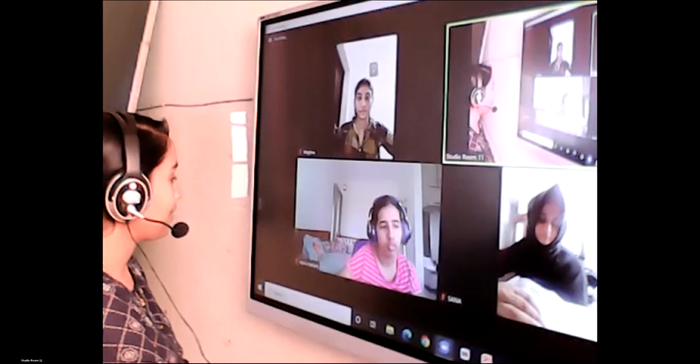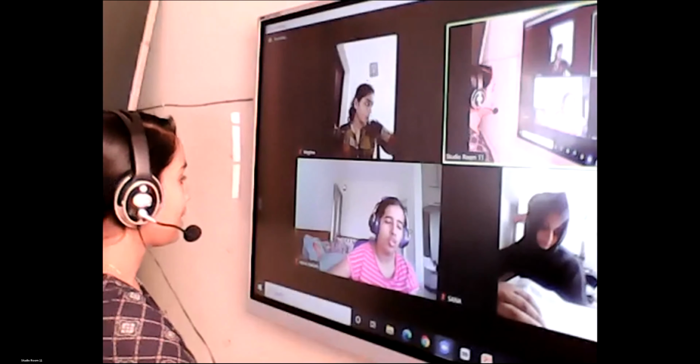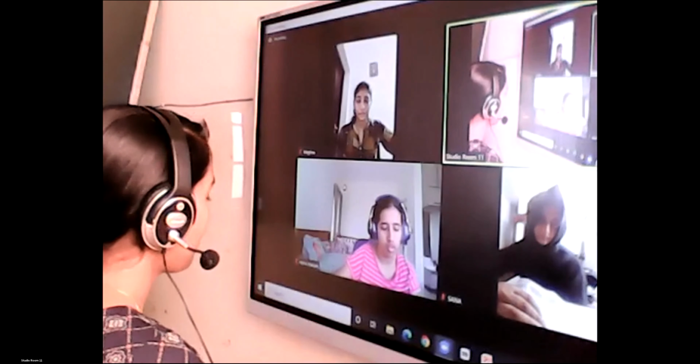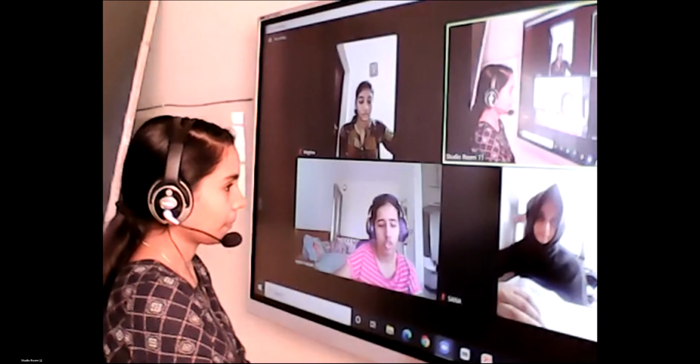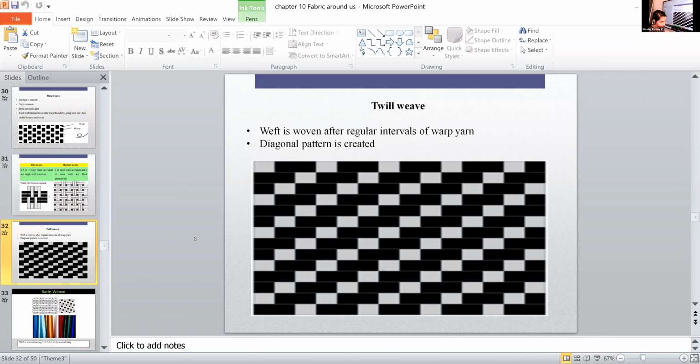Then what is rib weave, Reina? The plain weaves are of two types, that is rib weave and basket weave. What is a rib weave? Two or three warp yarns are taken as a single warp and woven. Good. What about the basket weave? Two or more warp and two or more weft are taken and woven alternatively. So that is basket weave. The other name for the basket weave is mat weave.